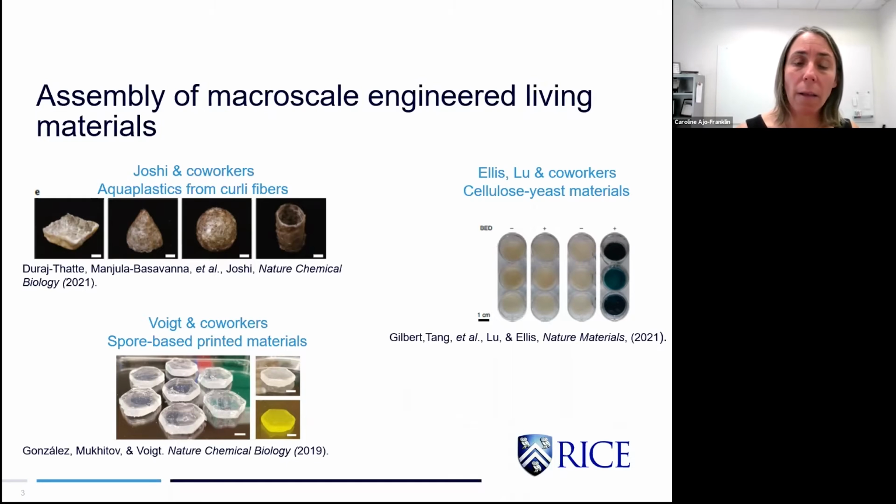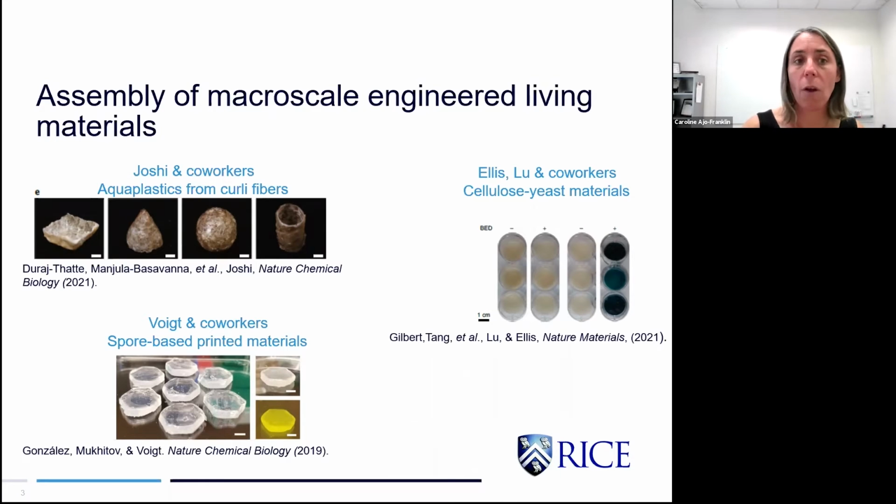Tom Ellis and Tim Lu and their co-workers have made a series of materials composed mainly of bacterial cellulose, but that also include living yeast cells and can actually function as sensors. So we've been really inspired by the diversity of different functions and types of materials that have been made, but one of the things that has been lacking is the ability to make these really from the bottom up.